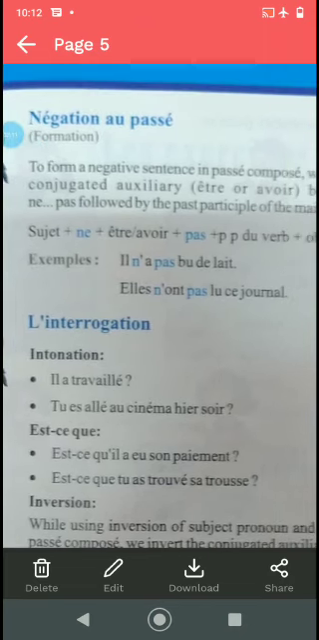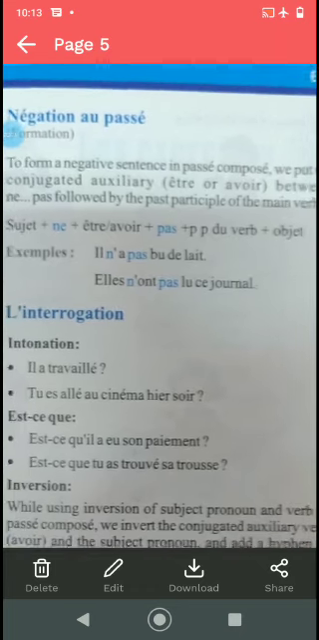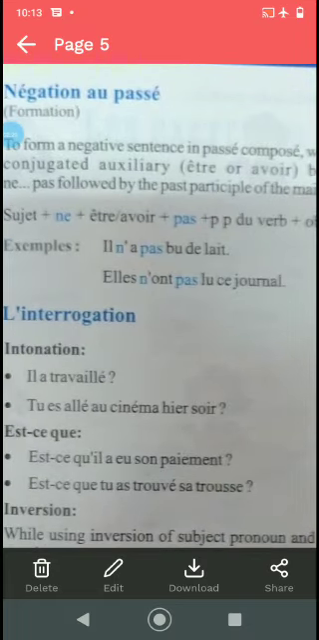For that you have to do the proper learning over here. So what is the learning? The subject plus ne plus être or avoir. Since you are not learning être now, you are only learning the avoir. So it has to be ne before the avoir and pas after the avoir, and plus the past participle of the verb plus the object. For example, il n'a pas bu de lait. Instead of il n'a bu pas, it has to be il n'a pas. You put the ne pas around the auxiliary verb, that is the avoir. Clear? So it has to be il n'a pas bu de lait.